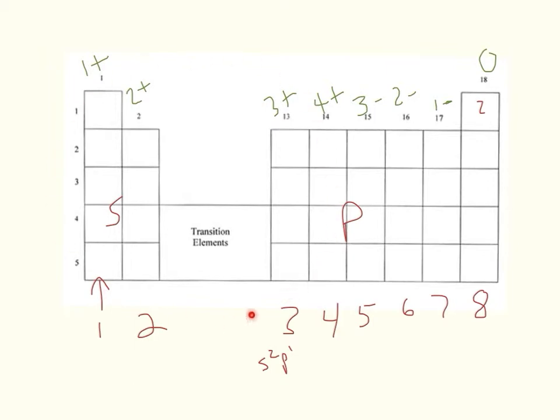All of the positive ions have a special name. They are called cations. Those are positively charged ions. The negative ions are called anions.